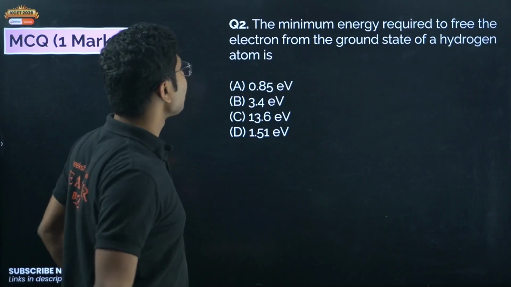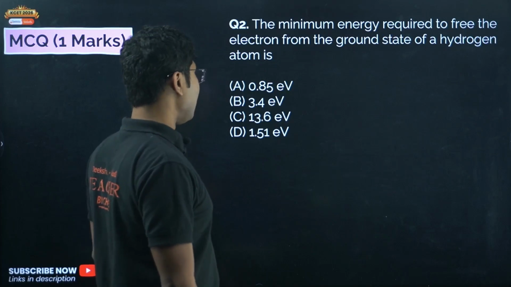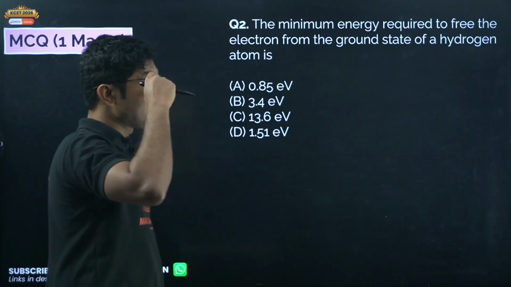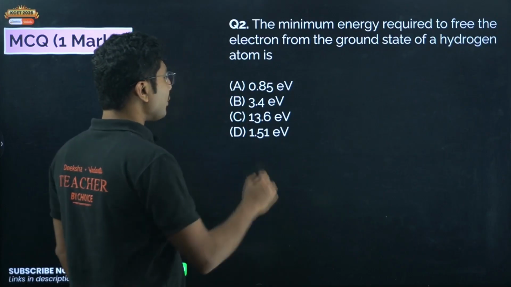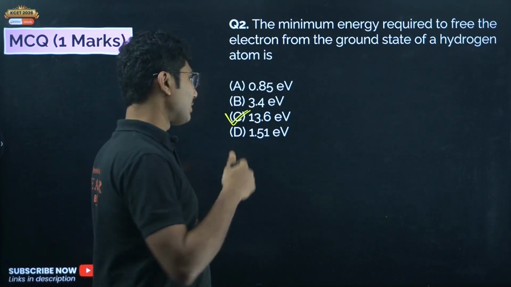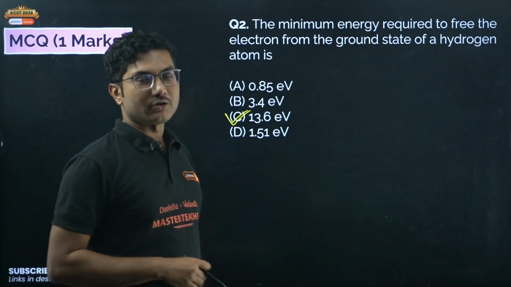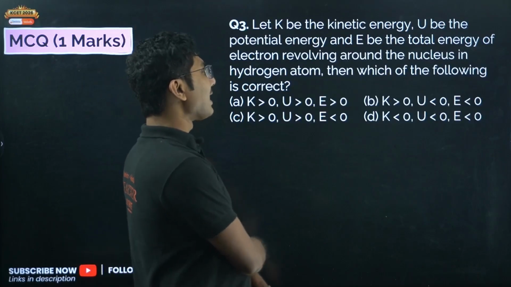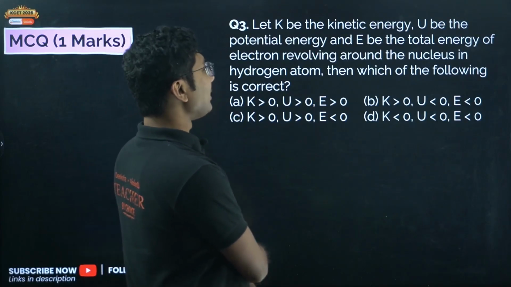Next question, the minimum energy required to free the electron from the ground state of hydrogen atom is. Obviously the total energy is minus 13.6 electron volt, so you will need at least that much energy to free up an electron. So 13.6 electron volt energy you will need to free up one electron from hydrogen's ground state.